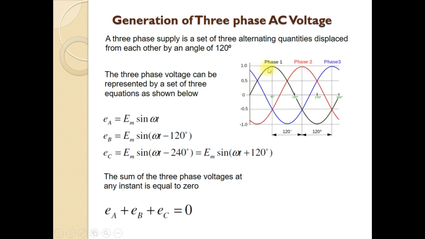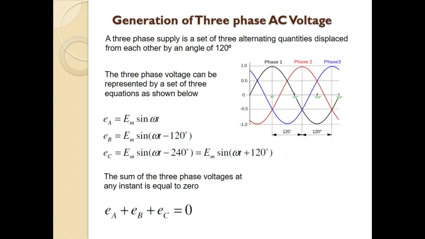Here you can see that the second phase, this red trace, is lagging with respect to the reference wave. Here phase 1 is taken as the reference. Phase 2 is lagging with respect to phase 1 by an angle of 120 degrees. And phase 3 is lagging with respect to phase 2 by 120 degrees, but it is lagging with respect to phase 1 by 240 degrees. So a three-phase set consists of three alternating voltages which are displaced by 120 degrees each.